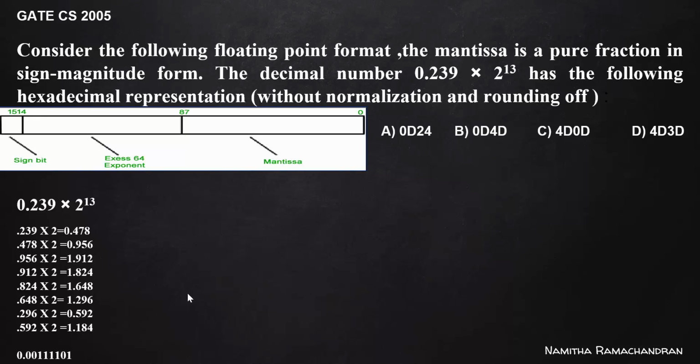Here we can stop, we don't need any normalization. Okay, so here the exponent is actually in the question itself, 0.239 into 2 to the power 13. The exponent is actually 13. Positive 13 is given here. We need to make it in its biased form by adding this bias value 64. So we get 77 after this addition. Convert this 77 in its binary form.